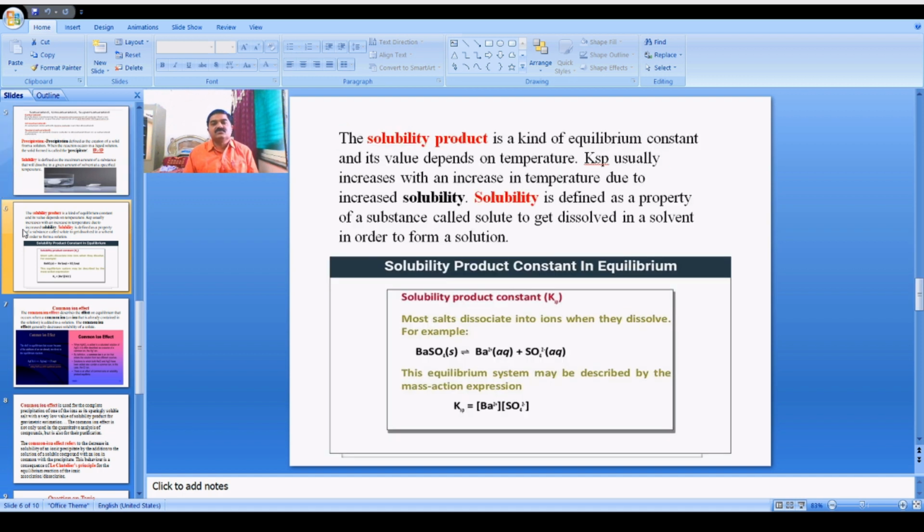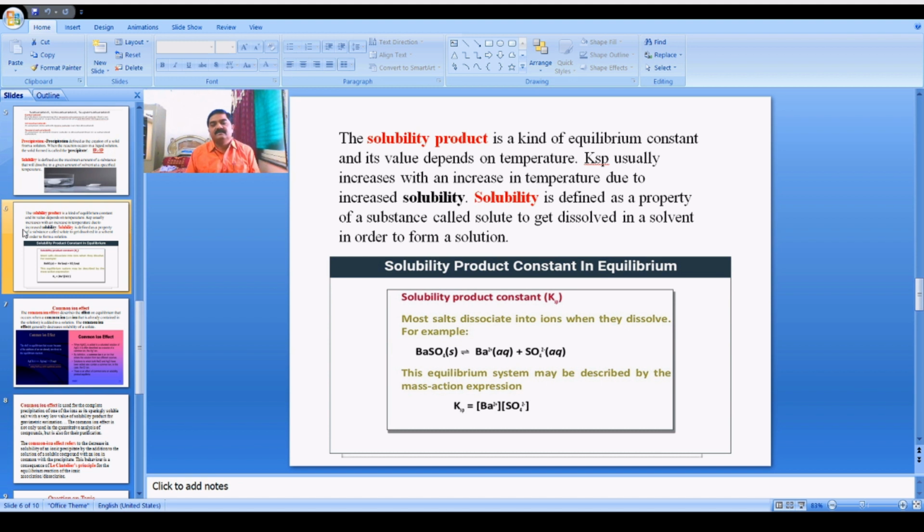Another term is solubility product. This is a kind of equilibrium constant and its value depends on the temperature. That means temperature is related to all these terms: saturated, unsaturated, supersaturated, as well as precipitation. The temperature is the essential condition. KSP, the solubility product, usually increases with an increase in temperature. That means if we increase the temperature, it can also increase the solubility of the substance.